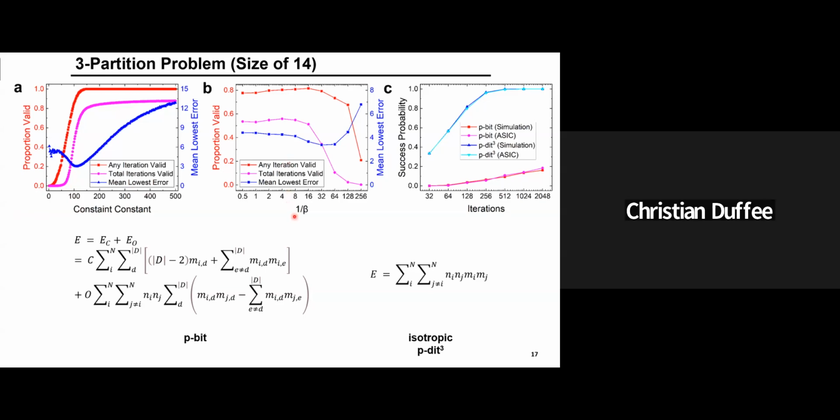In the middle, we have a temperature sweep as well, but on the right, we can compare the performance between the p-bit and the isotropic p-dit case, and we see better performance in the p-dit case.